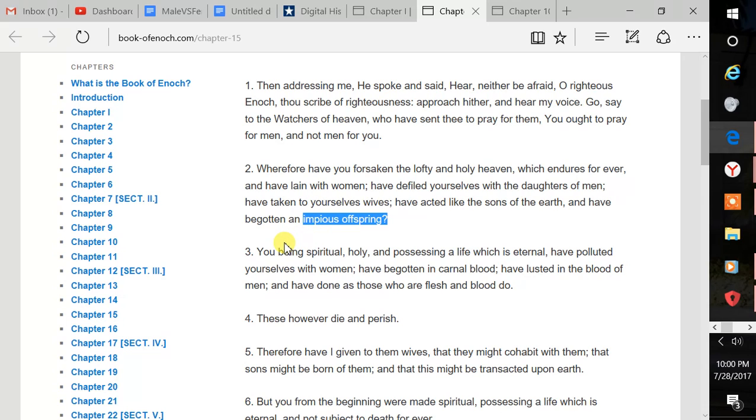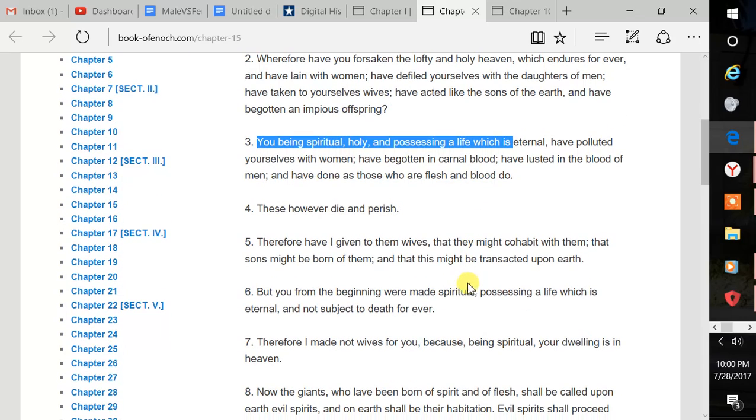Now some things more. It says, you being spiritual, holy, and possessing a life which is eternal, have polluted yourselves with women, have begotten in carnal blood, have lusted in the blood of men, and have done as those who have flesh and blood do. These, however, die and perish, meaning flesh and blood die and perish. So what is he saying? Let's keep reading. Therefore have I given to them wives, that they might cohabit with them, that sons may be born of them, and that this might be transacted upon earth.